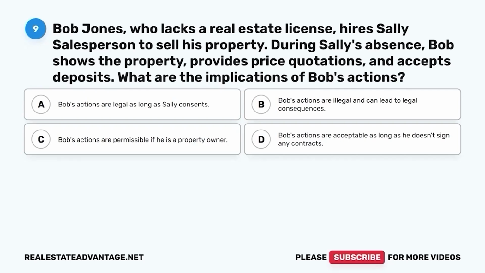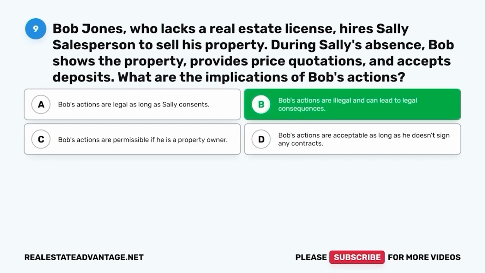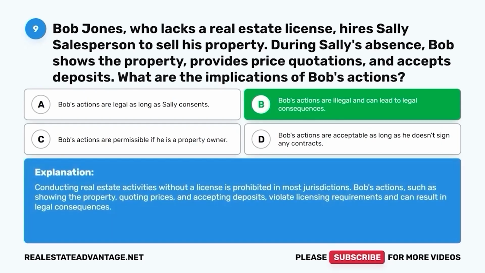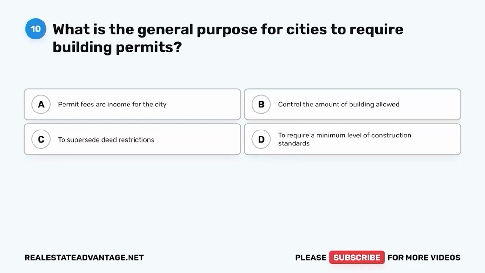Bob's actions are illegal and can lead to legal consequences. C. Bob's actions are permissible if he is a property owner. D. Bob's actions are acceptable as long as he doesn't sign any contracts. The correct answer is B. Bob's actions are illegal and can lead to legal consequences. Conducting real estate activities without a license is prohibited in most jurisdictions. Bob's actions, such as showing the property, quoting prices, and accepting deposits, violate licensing requirements and can result in legal consequences. Question 10. What is the general purpose for cities to require building permits?